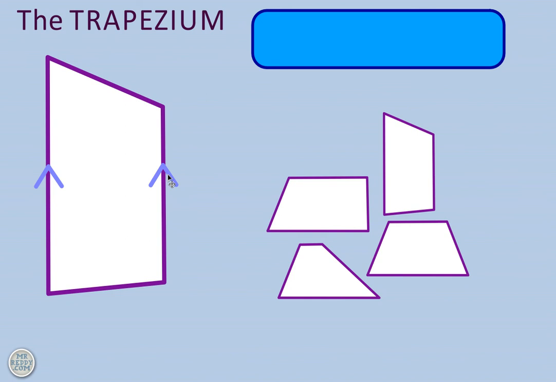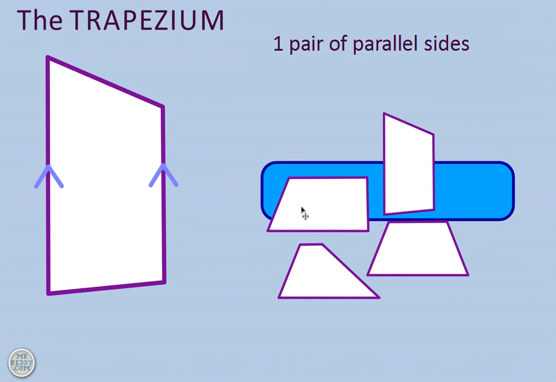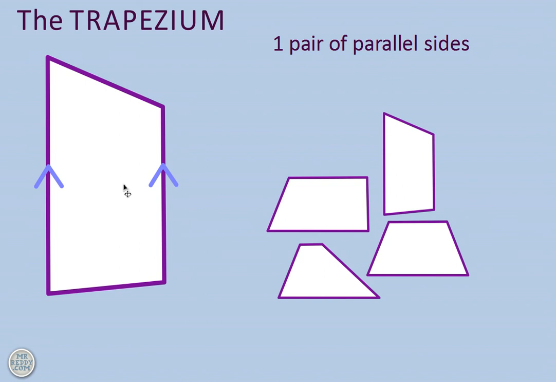The one property that it has to have, though, is that it has one pair of parallel sides, which I've identified here with the arrows. The left and the right are parallel to each other. That makes a pair. The top and the bottom, well, they're not parallel, so we still only have one pair.